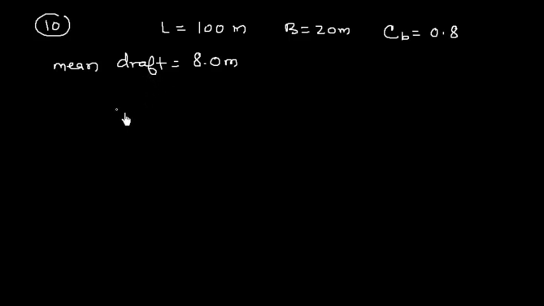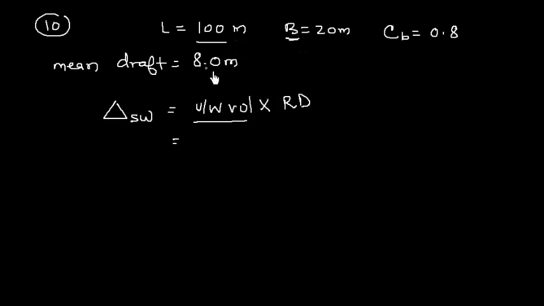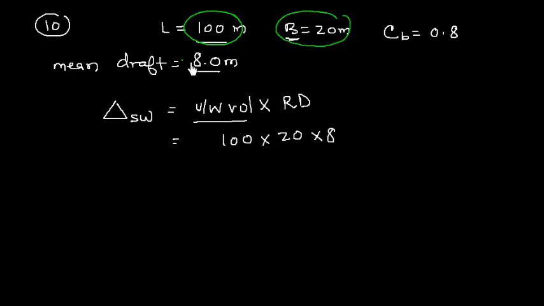So we need to first find out what is the displacement in salt water. Well, the displacement in salt water is going to be underwater volume multiplied by relative density of salt water. And the underwater volume, we know that as per the definition, if the length is L and breadth is B and draft is D, so I just multiply L B D. So 100 into 20 into 8.